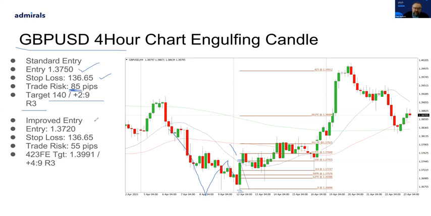If we're using our improved entry, entering at a third of the way back into the candle, now our entry is at 137.20 with our stop loss in the same place. But now our trade risk is 55 pips as opposed to 85 pips. And we're looking for the 423 Fibonacci extension target, which is at 139.91. And that has generated a plus 4.9 reward to risk for that particular trade. Same setup, but by just improving your entries and looking for a stretch target, you're in a position to make a big shift in your R numbers.